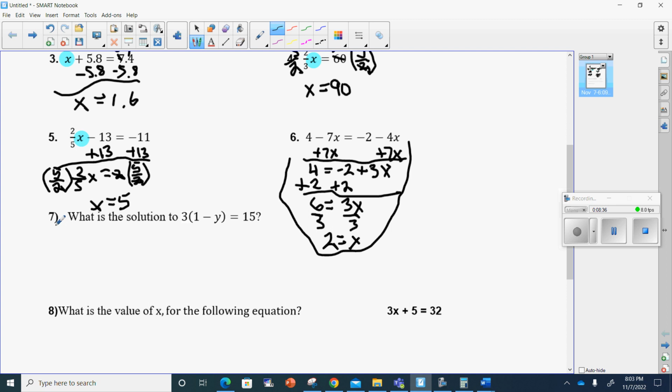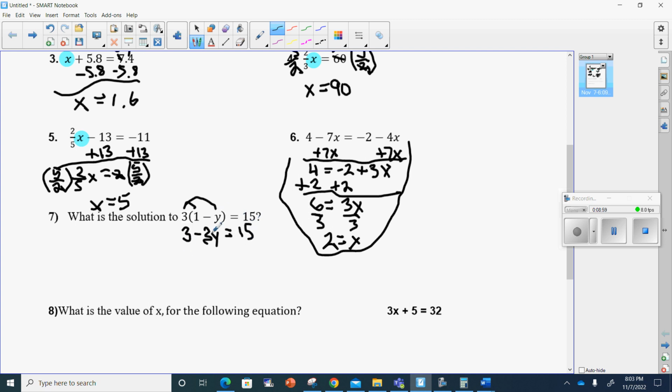All right, let's go ahead and do number 7. What is the solution here? First, I'm going to distribute properties. 3 times 1 will be 3. 3 times negative y will be negative 3y. Now that has to equal 15. Notice I don't take that 3 and bring it across the equal sign and multiply the 15.